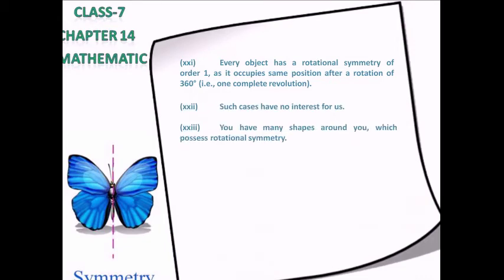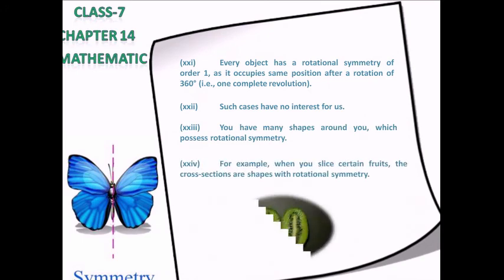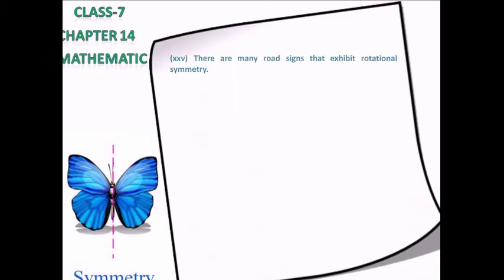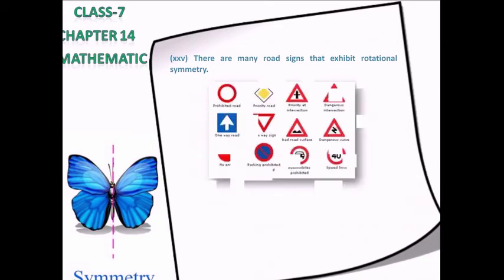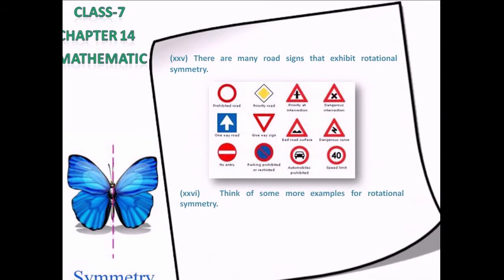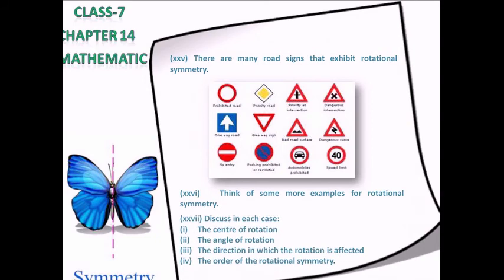You have many shapes around you which possess rotational symmetry. For example, when you slice certain fruits, the cross sections are shapes with rotational symmetry. Then there are many road signs that exhibit rotational symmetry. Think of some more examples for rotational symmetry. Discuss in each case: 1. The center of rotation, 2. The angle of rotation, 3. The direction in which the rotation is affected, and 4. The order of the rotational symmetry.